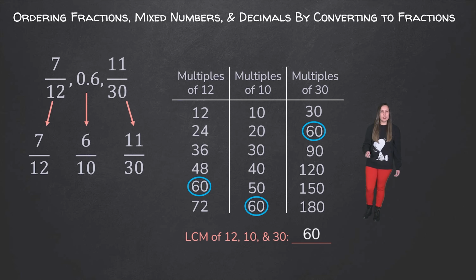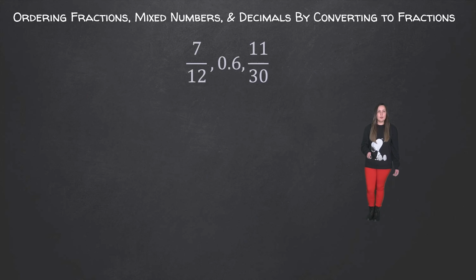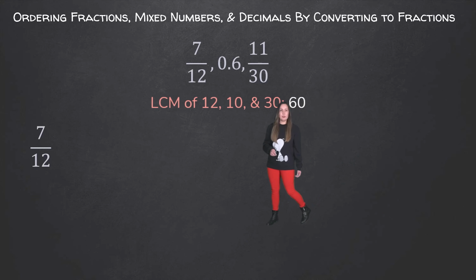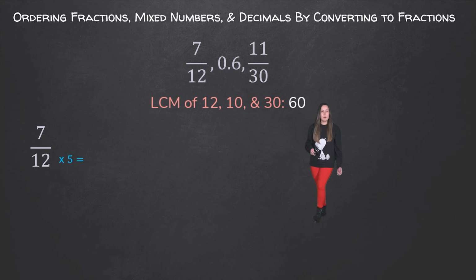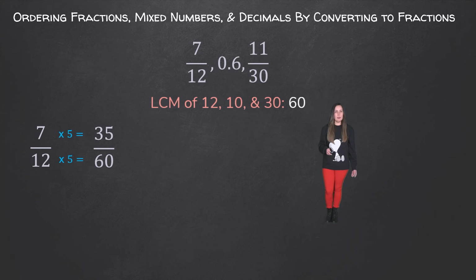So that means we have to write 3 fractions with a denominator of 60 that are still equivalent to our original numbers. So, starting off with 7 over 12, in order to get a denominator of 60 here, we have to multiply the denominator by 5. Whatever we do to the denominator, we must do to the numerator as well. So if we multiply 12 by 5, we would have to multiply 7 by 5. Now, 7 times 5 is equal to 35, and 12 times 5 is equal to 60. So that means that 7 over 12 is equal to 35 over 60.